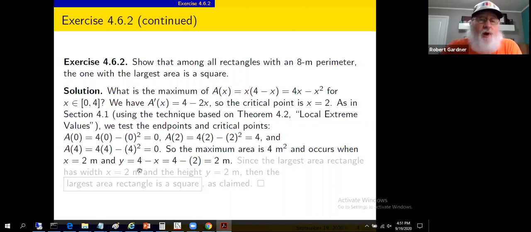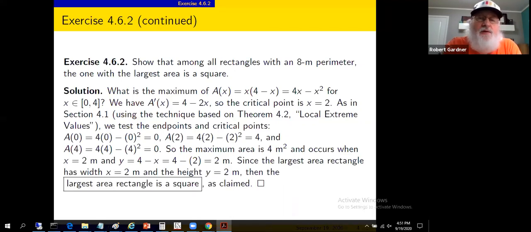And by the way, y was 4 minus x. So when x is 2, y is 4 minus 2, y is also 2. So the maximum area is 4 square meters, and it occurs when x is 2 meters and y is 2 meters. They asked the question about something about a square. The largest area rectangle in this story has width 2 meters, height 2 meters, so it's a square. Its width and height are the same, and that's what they ask us to deal with.